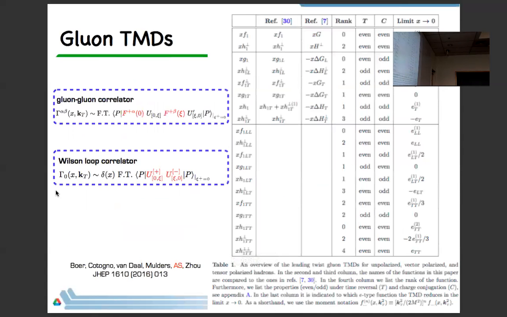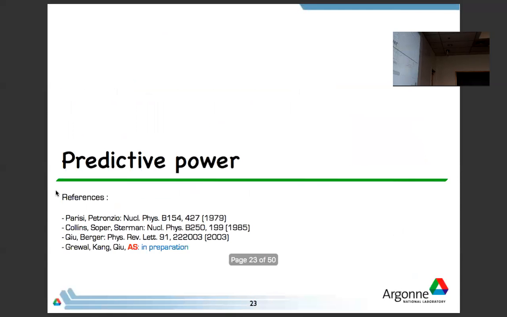Okay, so gluon TMDs I will skip because time is running out, but Christian and Asmita and Yannis are going to talk about it. I want to tell you something about the predictive power of TMDs, which is something I'm working on together with Zhang Wei, Zongbo, and his former undergrad.